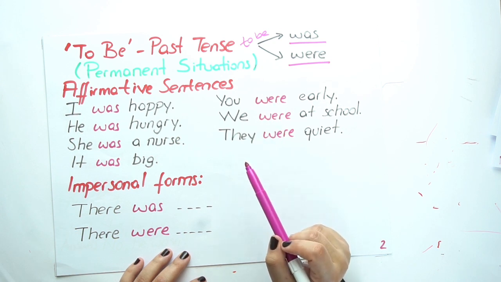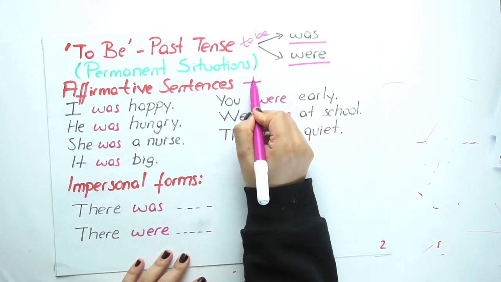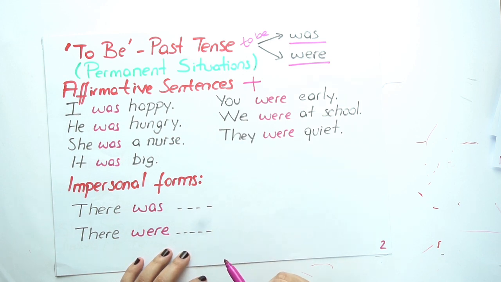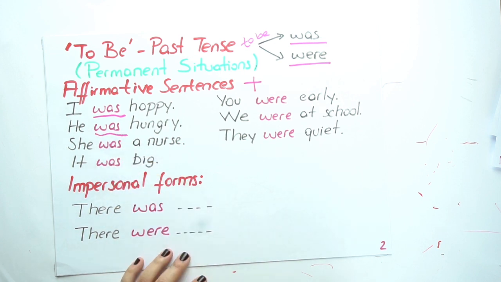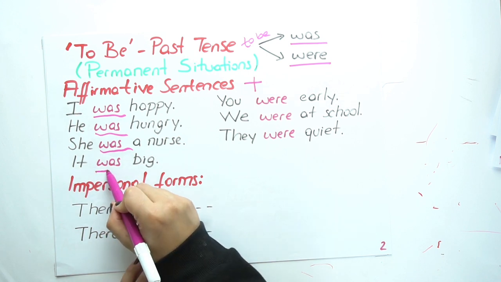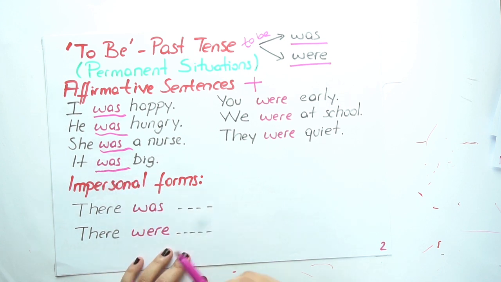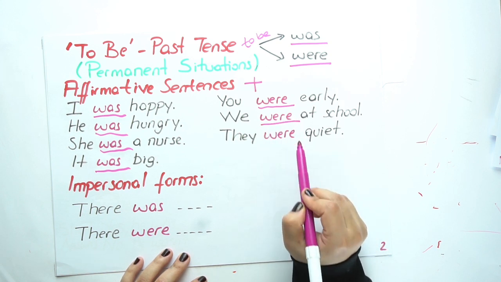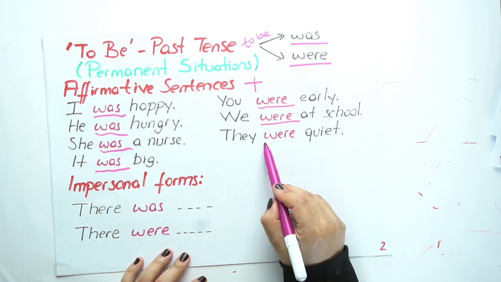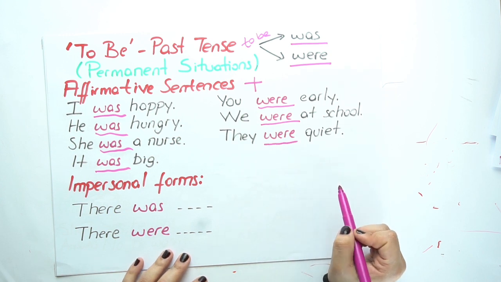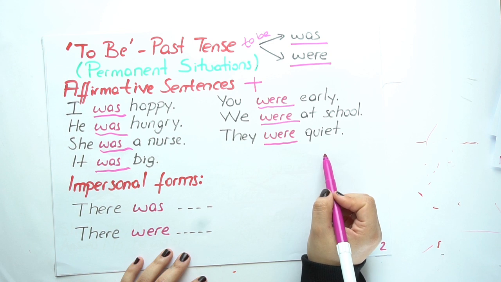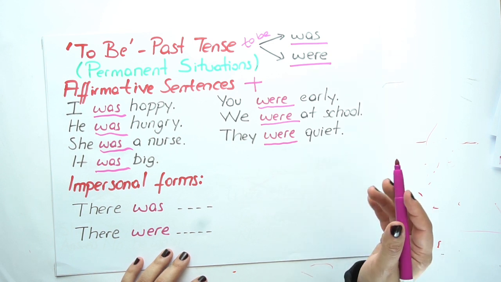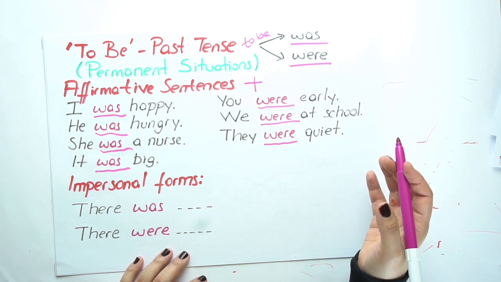Permanent situations in affirmative sentences. I was happy. He was hungry. She was a nurse. It was big. You were early. We were at school. They were quiet. In this sentence, I don't have a verb. I only have the verb to be.